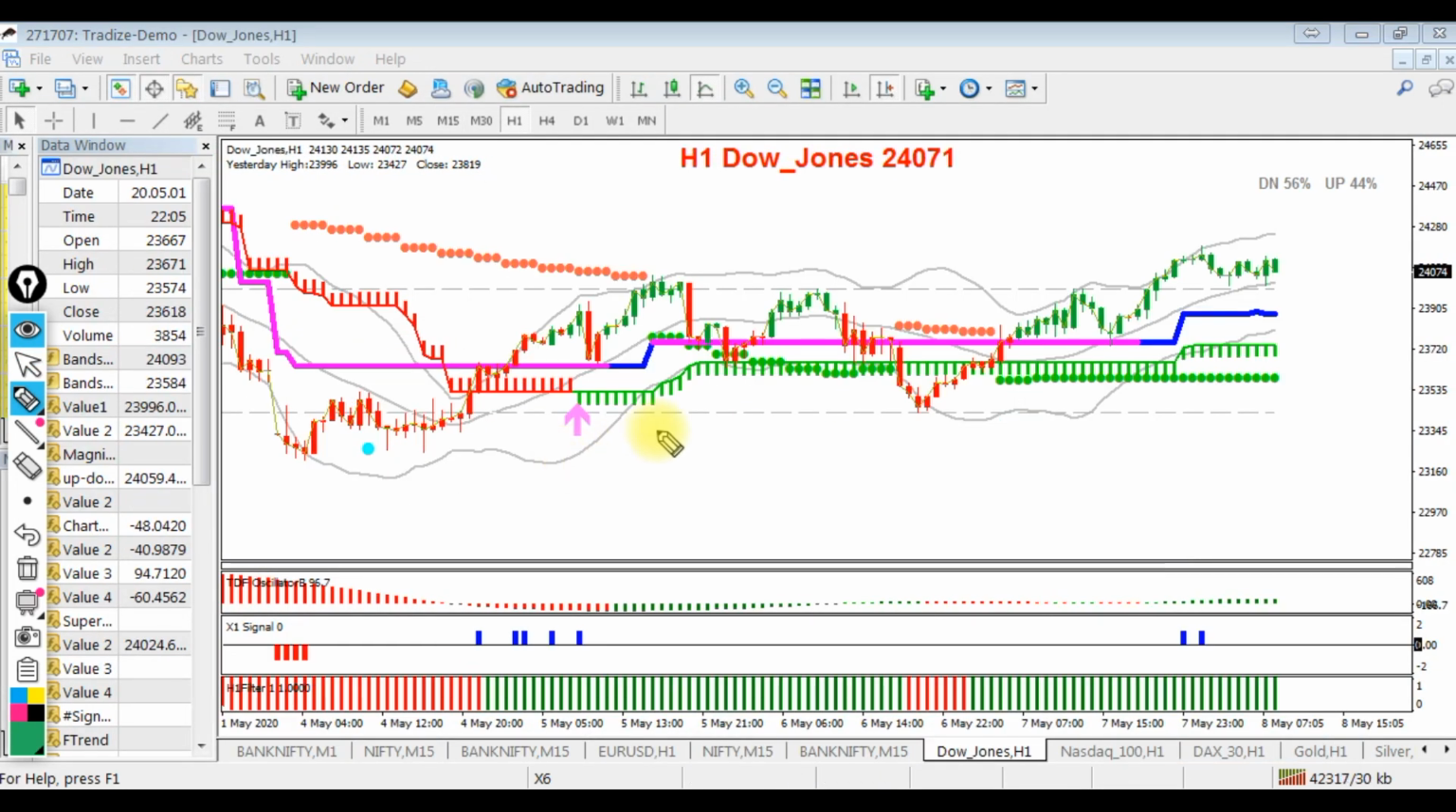This is the Dow Jones chart, 1 hour time frame. You can see there was a buy signal here, and the filter is also green, and candles are also green here. Before that, you can see you got a buy signal from our X1 signal also. So both are coming here. It should have gone very fast, but it is moving very slowly.